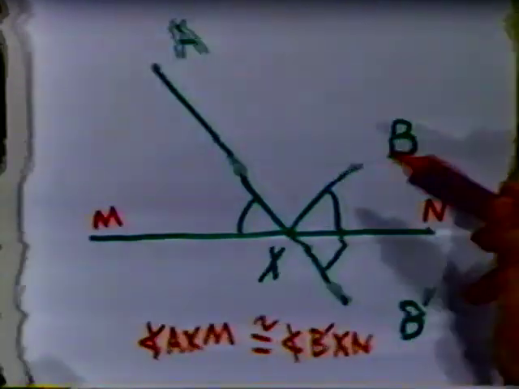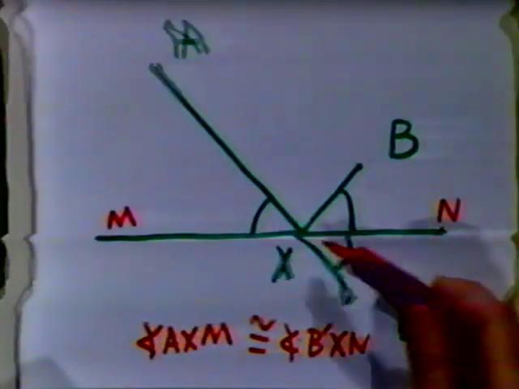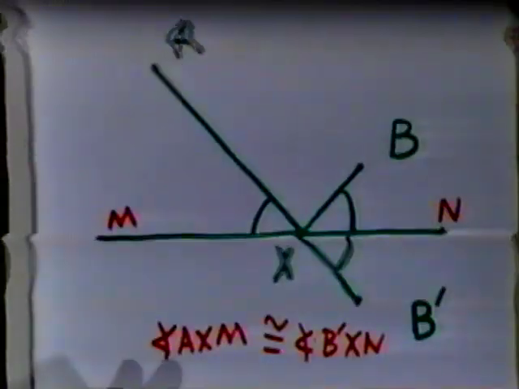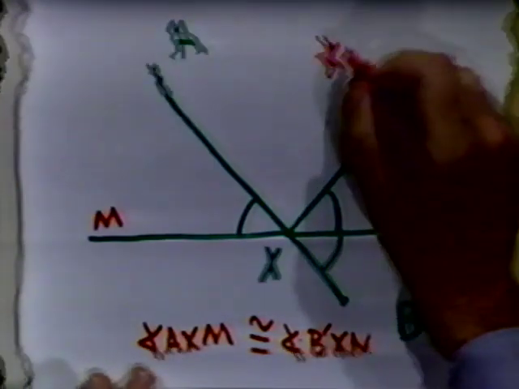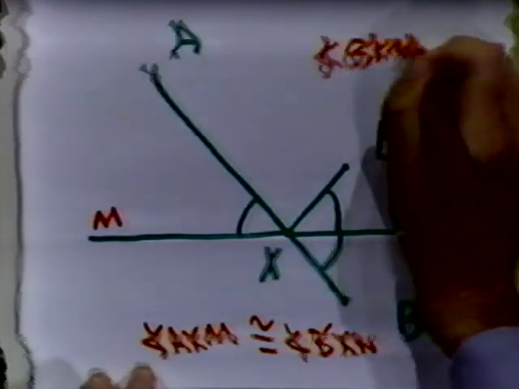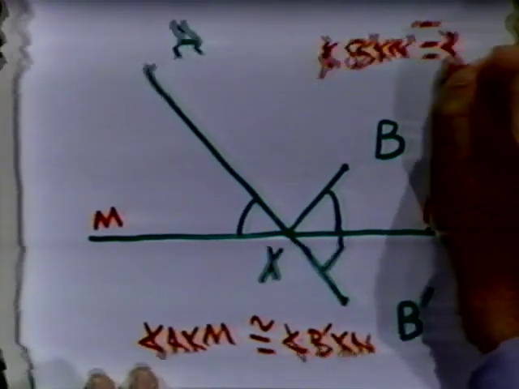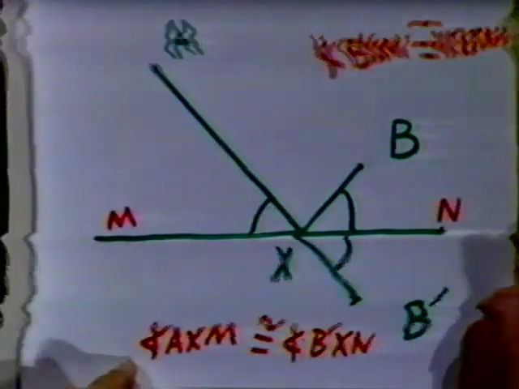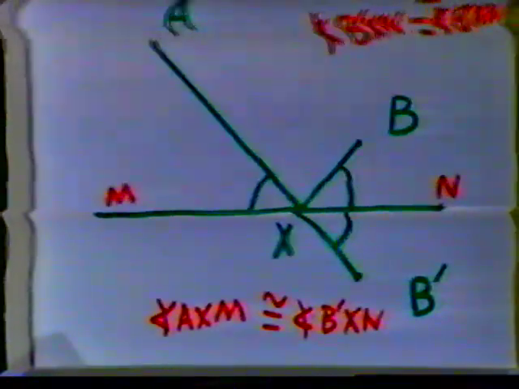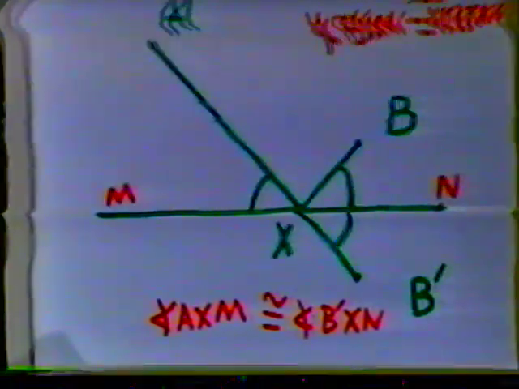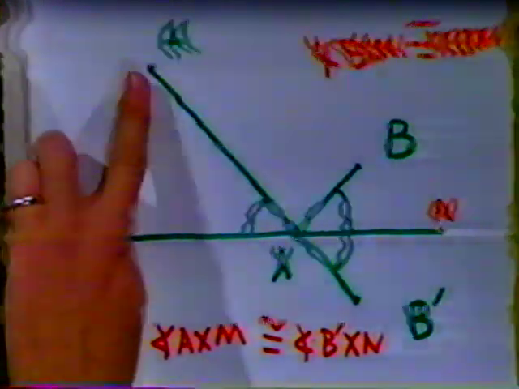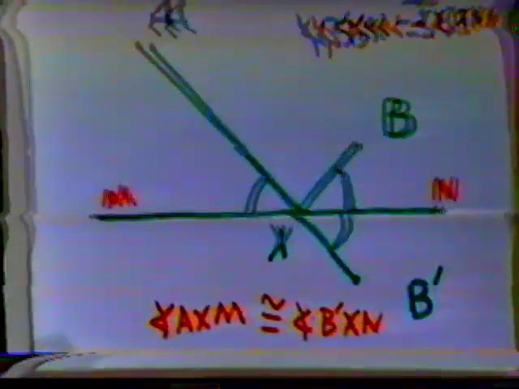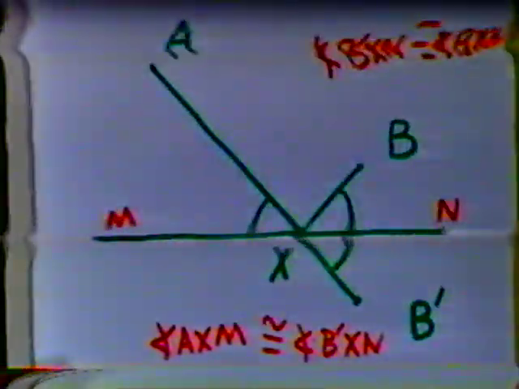The two angles BXN and B prime XN are also guaranteed to be congruent because we've applied a reflection. So we have a second pair of congruent angles, and the consequence is that all three of the angles that I have marked here are congruent to each other, so that the line from A to X and then the line from X to B form congruent angles with the given line MN.